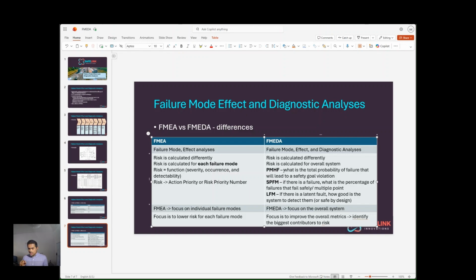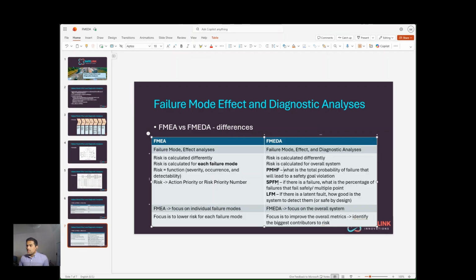PMHF, what this tells us is what is the total probability of failure that will lead to a safety goal violation. In a system, you can have failures of 200 different components in 200 different ways. What is the probability that something can fail that can lead to a safety goal violation? So this is the overall probability of the entire system. We're not looking at individual failure modes, but all the failure modes that can lead to a safety goal violation. What is the probability?